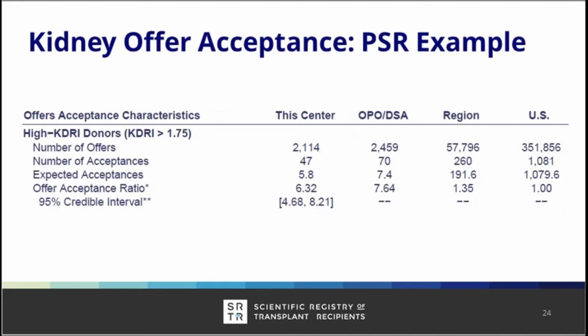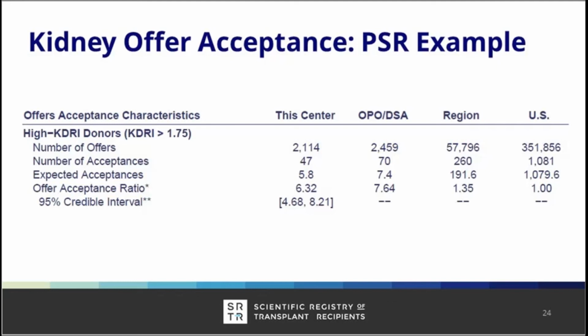And so your program can look at the same data here, but limited to those offers. So these are offers from high KDPI donors. In this case, the center received 2,114 offers from high KDPI donors, accepted 47, and we expected them to accept about 6. So an acceptance ratio even higher than the 3.5 on the previous slide, 6 times the acceptance of high KDPI kidneys. And then you can see how that compares to other programs in your OPO-DSA, your region, and the U.S. Of course, the ratios in the U.S. are always about 1, given the modeling is sort of national average, in other words.